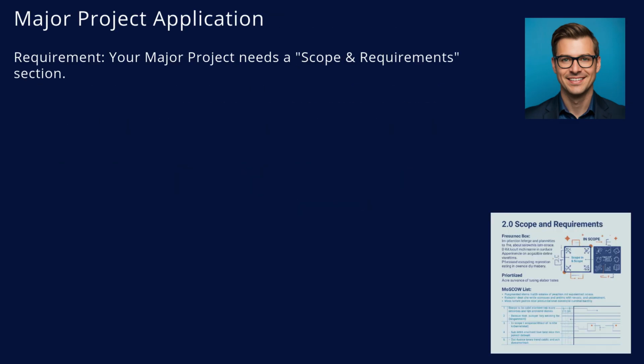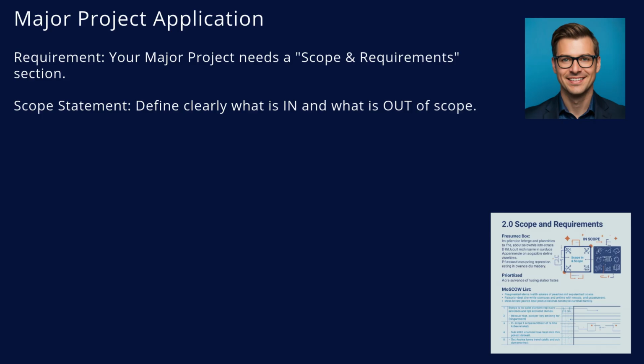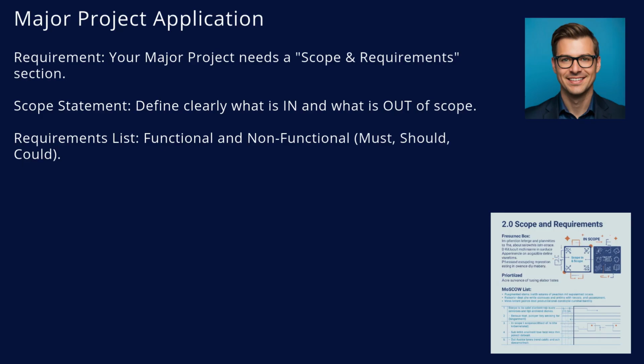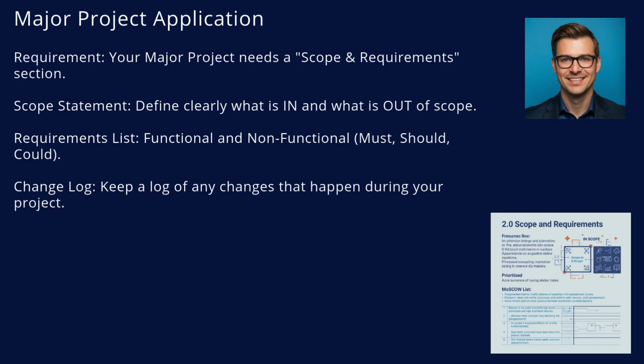If you are doing your major project, K44 provides the structure for your scope chapter. Start with a clear scope statement. Explicitly list what is in scope and, just as importantly, what is out of scope. List your requirements using a prioritization method like MoSCoW: must have, should have, could have, won't have. Distinguish between functional and non-functional. And crucially, keep a change log.